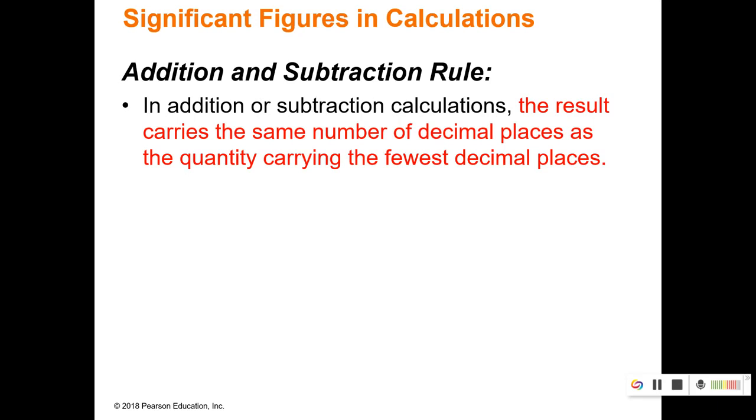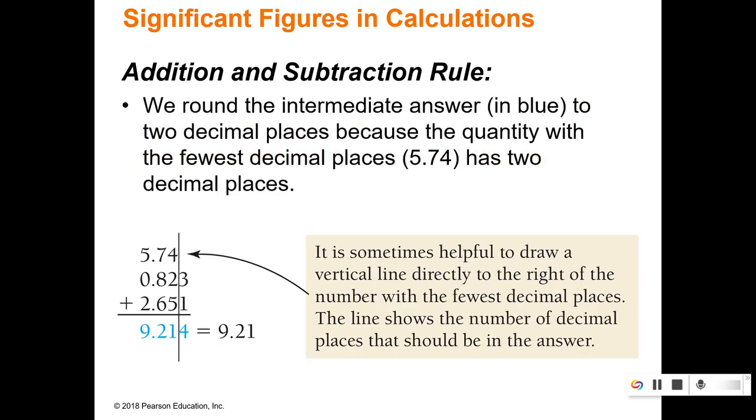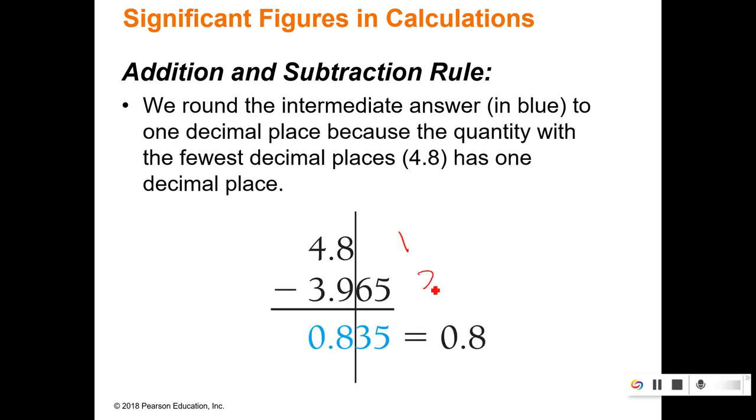For addition and subtraction, we're going to focus on the fewest number after the decimal. So this one isn't the total, we only care about after the decimal. So here I've got 2 after the decimal, 3 after the decimal, 3 after the decimal. I'm only keeping 2 because you always keep the fewest. 1, 3, we're keeping 1.